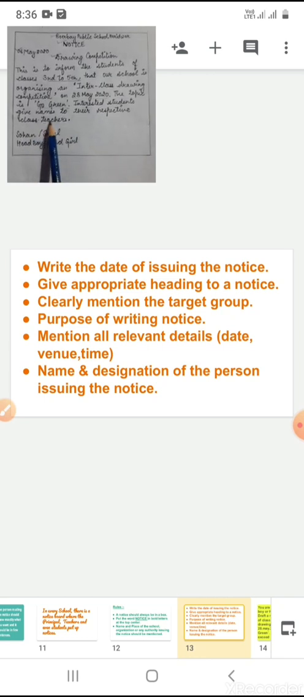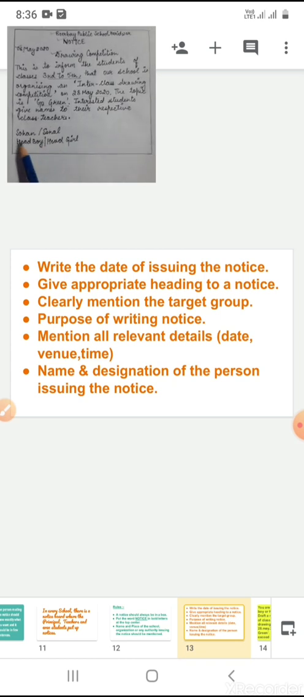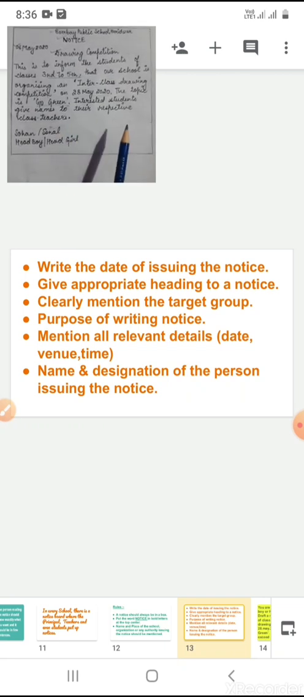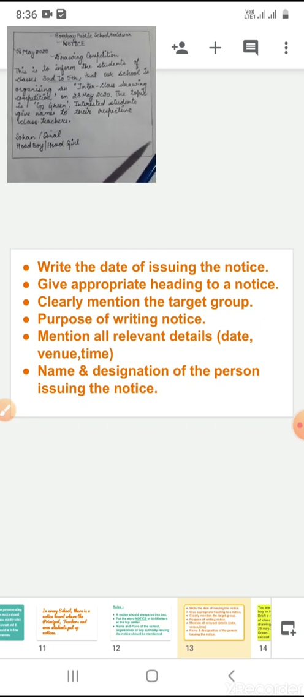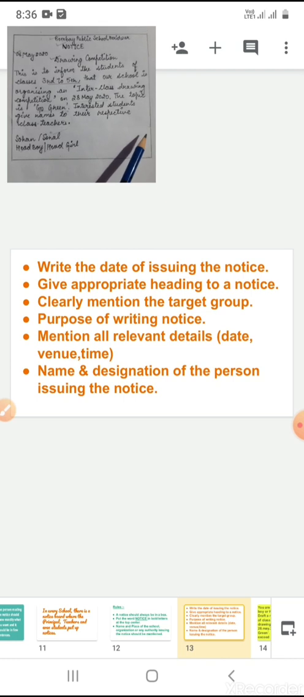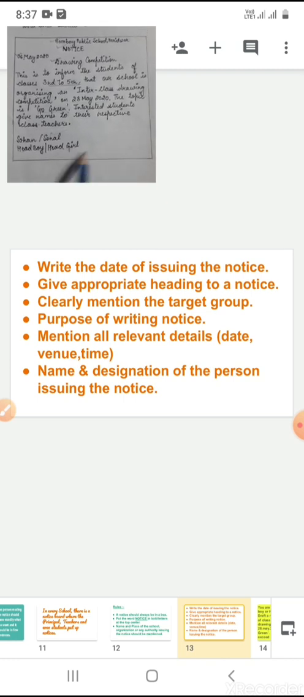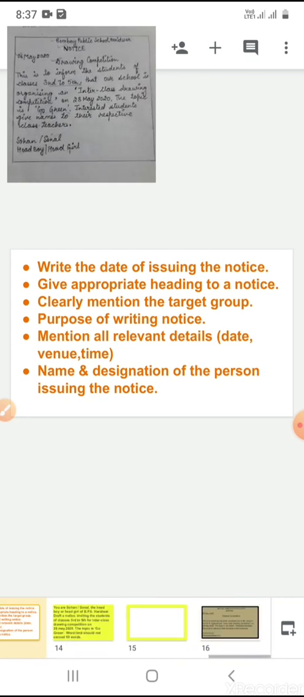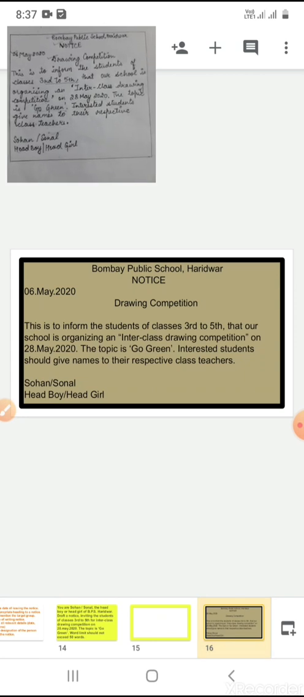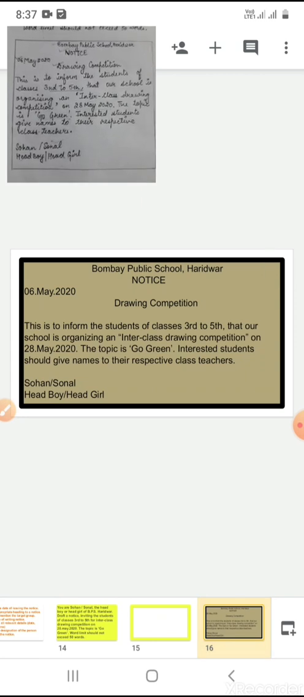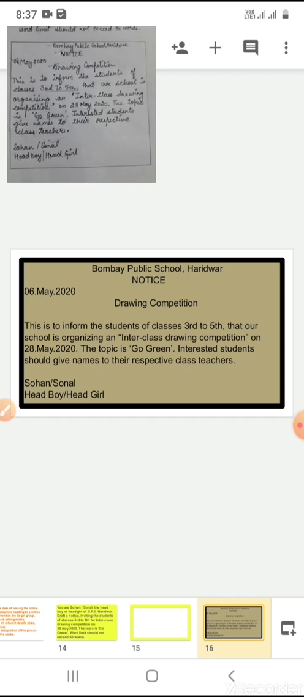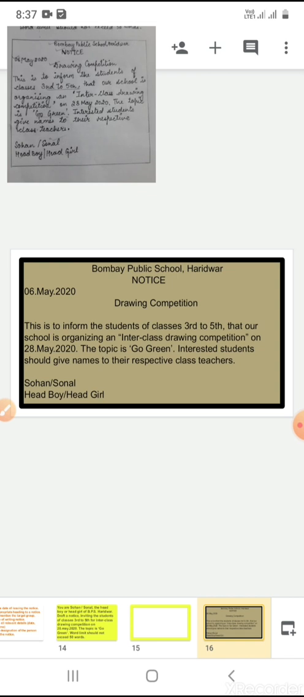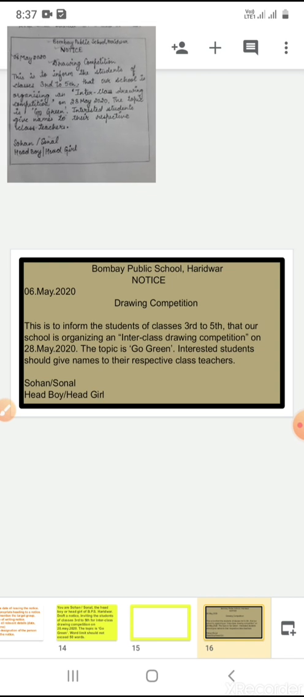All right, who is writing this notice? Sohan, the head boy. Or if you are a girl, you will write down the name of Sonal, the head girl. We used all the rules which are given. According to that only we have written the notice. If anything is left, you will see from the screen, the notice which we have written is there on your screen. Write down from there.